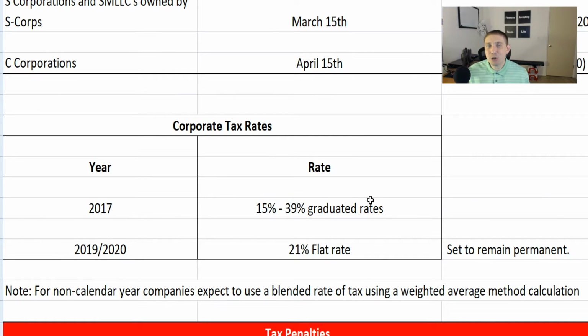In 2017, corporate tax rates were 15 all the way up to 39%. Now for 2019 and for 2020, they're still a 21% flat rate.